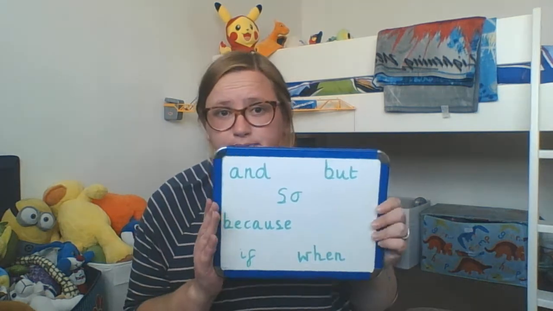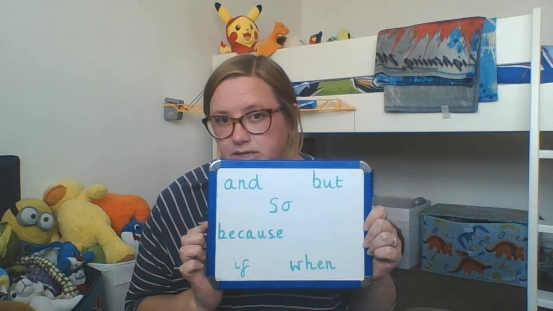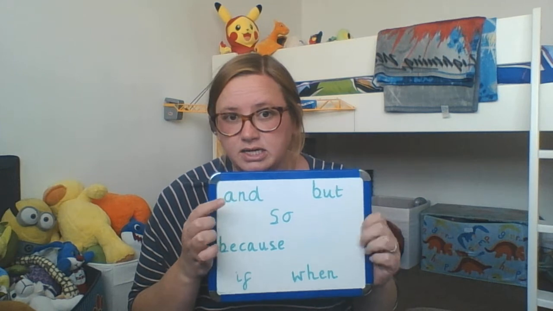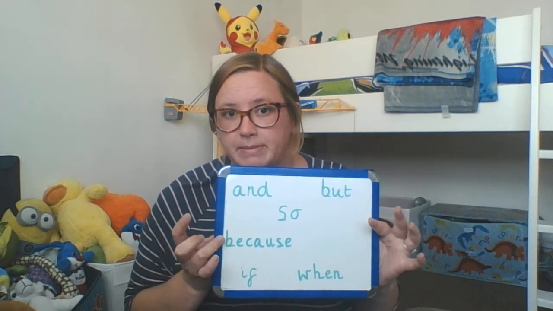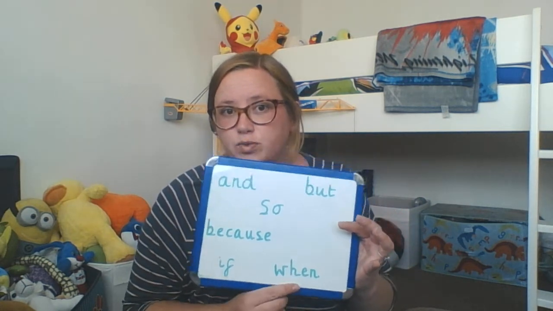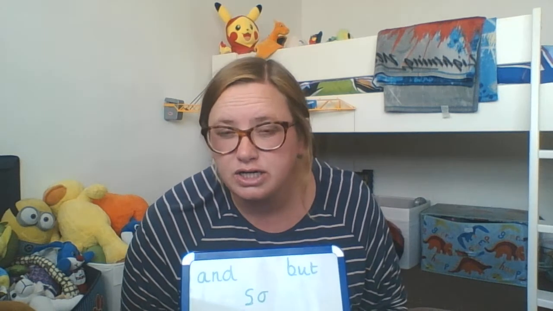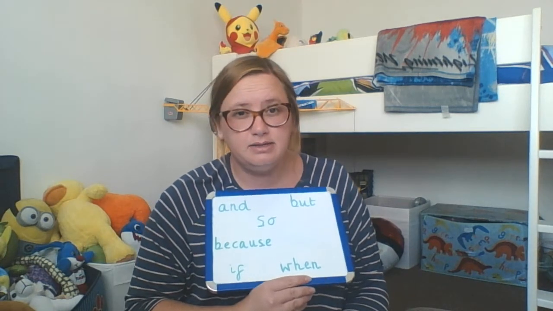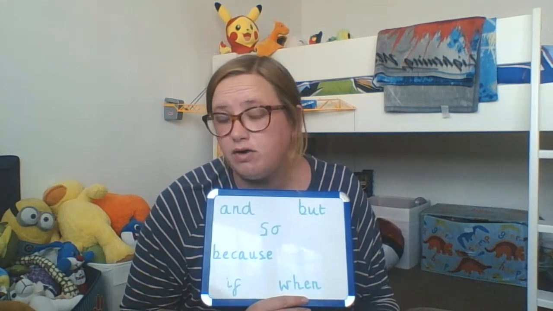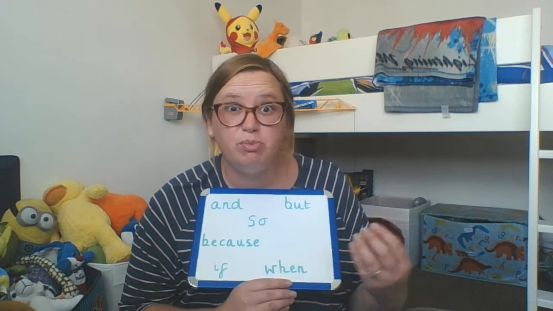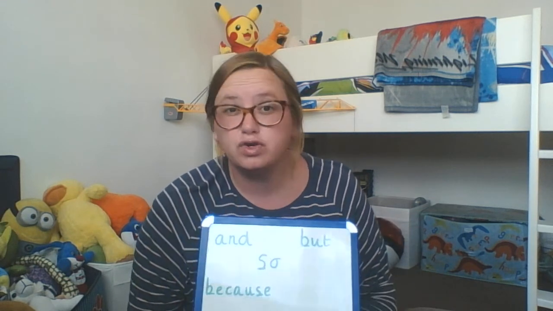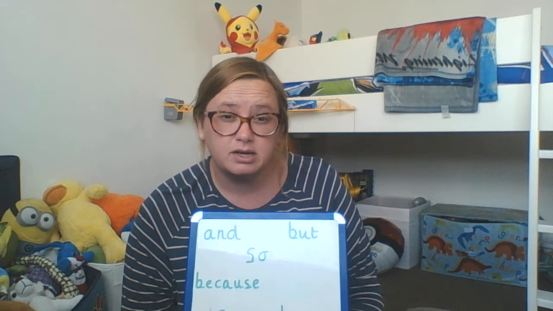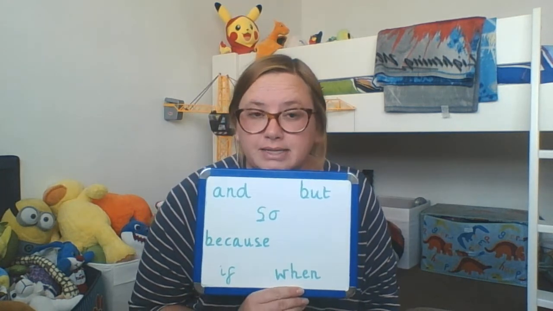So on my board, I have got 6 different conjunctions that we're going to use. We've got the words and, but, so, because, if, and when. Now, a conjunction is a word that we use in a sentence to join our ideas together, to join two sentences together, to join a sentence with a group of other words, making sure that it makes sense.